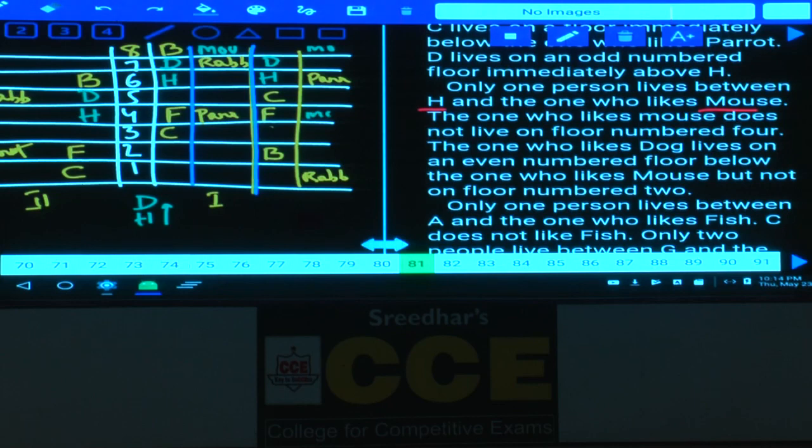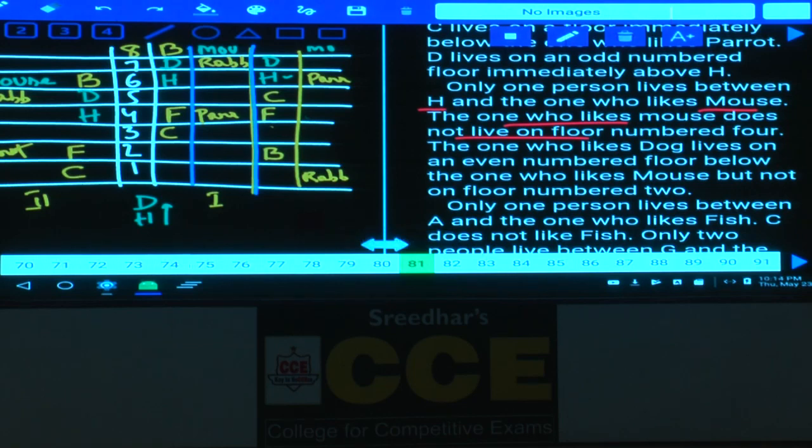There are two possibilities, whether F can be mouse or the one who is living on the 8th floor is mouse, isn't it? Only one person lives between H and the one who likes mouse. H is here, mouse can be on the 8th floor or on the 4th floor. And similarly here, only one person between H and the one who likes mouse, hence in this case the one who likes mouse must be at this place. Are you following this or not? And next one. The one who likes mouse does not live on floor number 4, hence in this one floor number 4 is not possible.